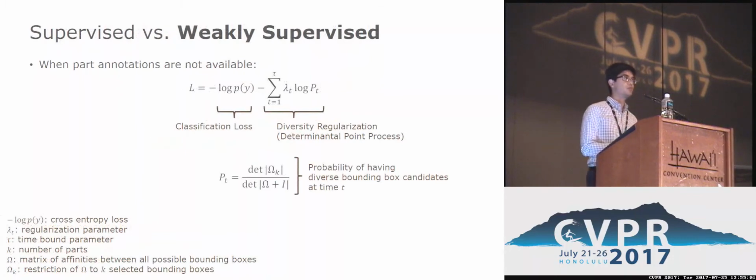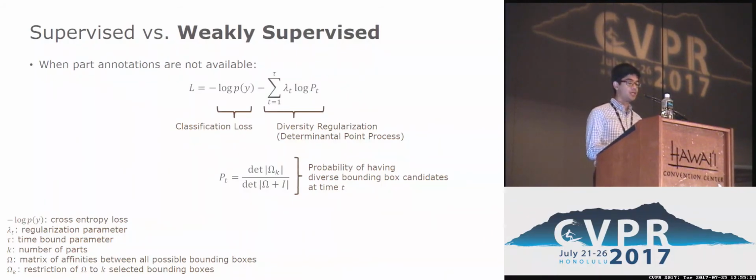We also have a weakly supervised loss. So this is when part annotations are not available. We still have a classification loss. But now that we don't have part annotations, we have to use some other kind of signal. And so here we actually choose diversity as our regularization. And this is realized through determinantal point process.